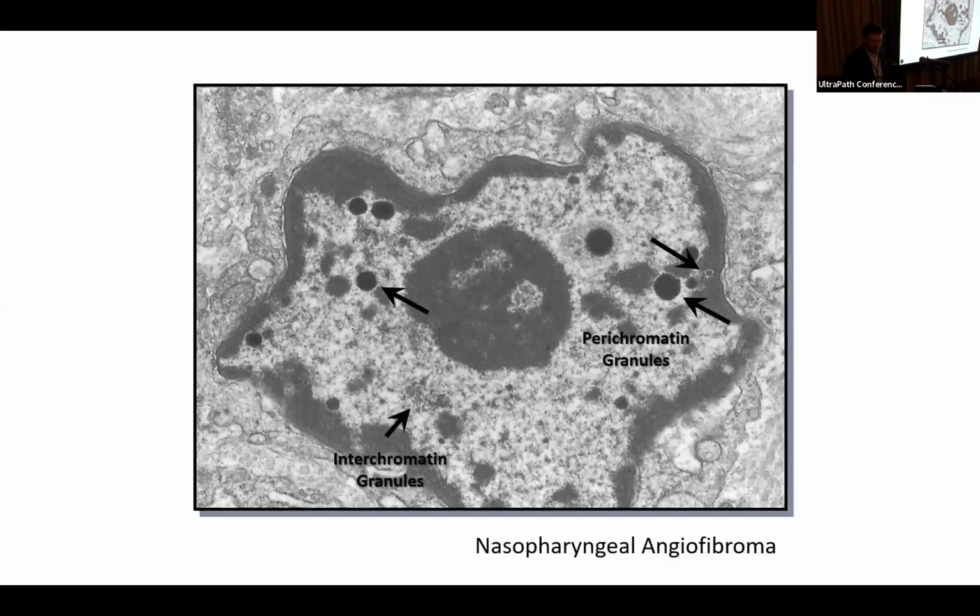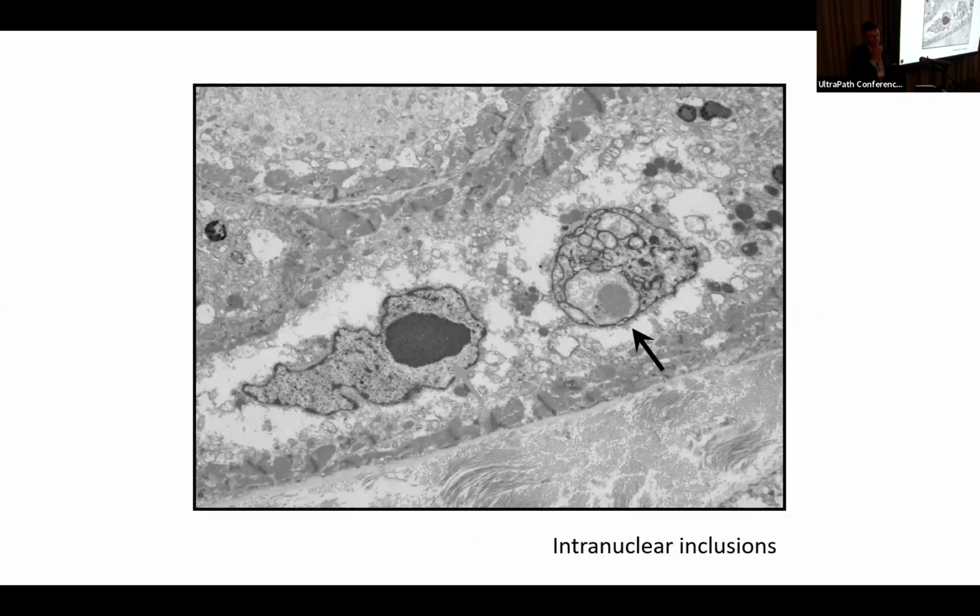And then the perichromatin granules and the interchromatin granules, those are also just kind of structures of condensed chromatin. And here, these greatly enlarged perichromatin granules are really a unique feature of this particular tumor, the juvenile nasopharyngeal angiofibroma. Intranuclear inclusions, which come in a wide variety of shapes and sizes and appearances, they can be a source of insight or maybe of confusion.